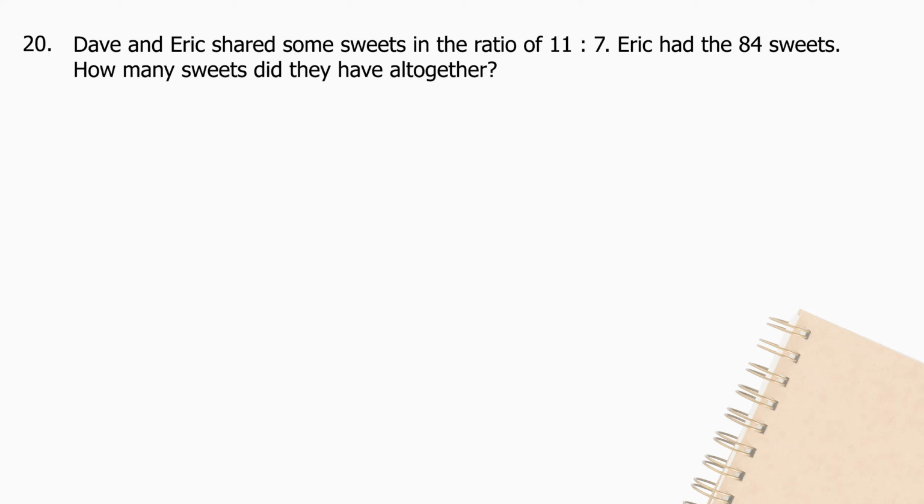Question 20. Dave and Eric shared some sweets in the ratio of 11 is to 7. Eric had 84 sweets. How many sweets did they have altogether?